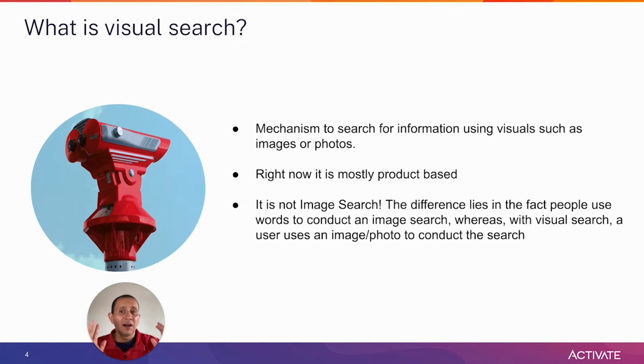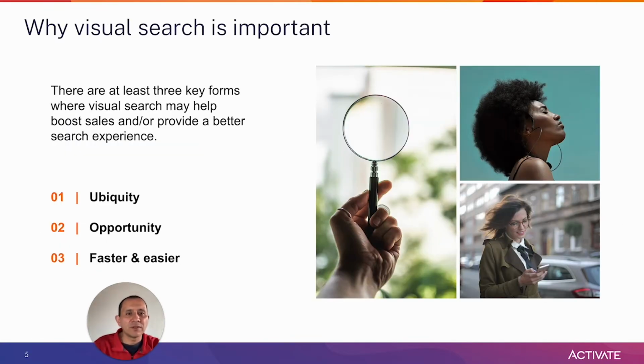Just to make sure, visual search is not image search. There is a difference, and the difference is that when you are using image search, you are using keywords to find images. But when you are using visual search, you are using a picture or a photo in order to search images or something else, right? And that's where the power of visual search comes from, because it is important for at least these three reasons.